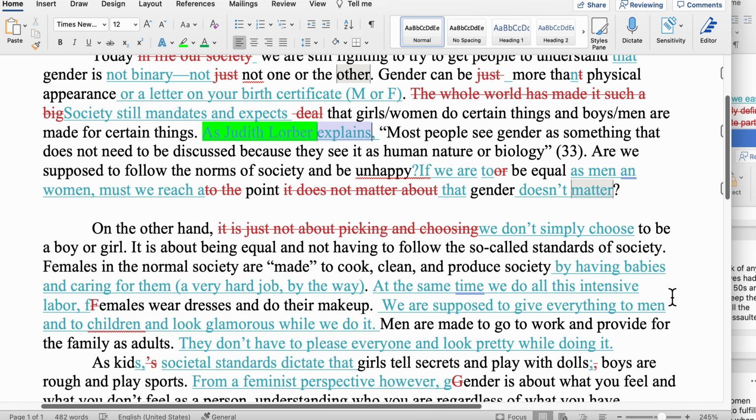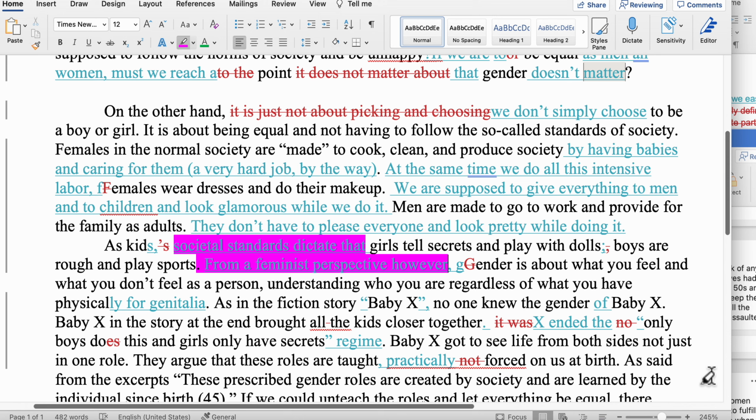The other side of the coin is, from a feminist perspective, however, gender is about what you feel and what you don't feel as a person, understanding who you are regardless of what you have physically for genitalia. And here the backup is with Baby X. No one knew the gender of Baby X, or even the sex, because that was also kept a secret, remember. But at the end of the day, this child brought all the kids together because that child put an end to the social standards, the social regime of boys are this and girls are that. So that is the use of voice markers.